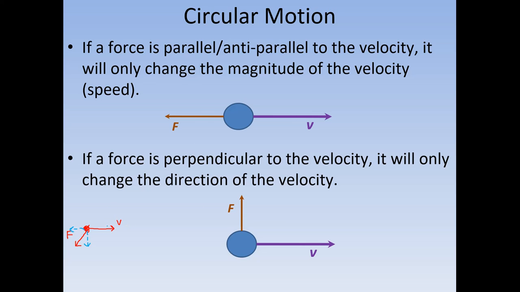This horizontal component is opposite velocity, so the velocity will end up decreasing. And because of the perpendicular component pointed downwards, I know that the center of the circle is going to be right here. The circle is going to be drawn like that. So it will be slowing down in a clockwise direction. It's going to go clockwise in a circle and decrease in speed.